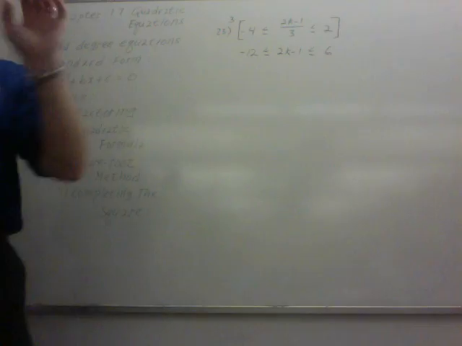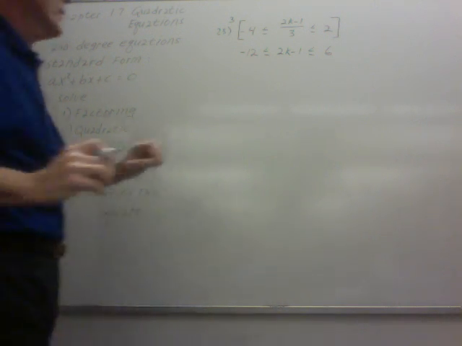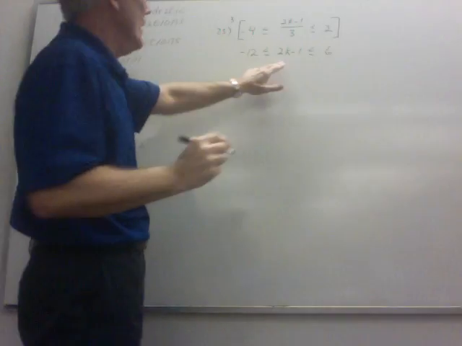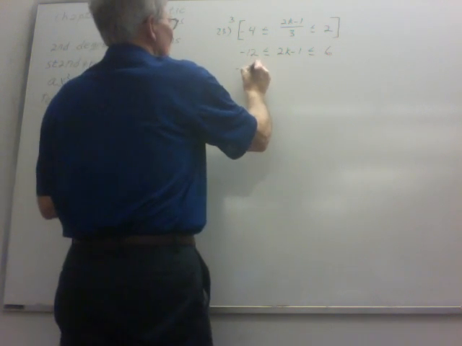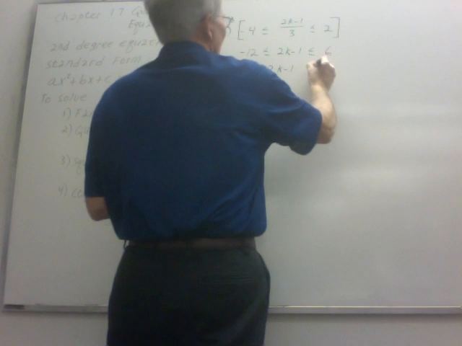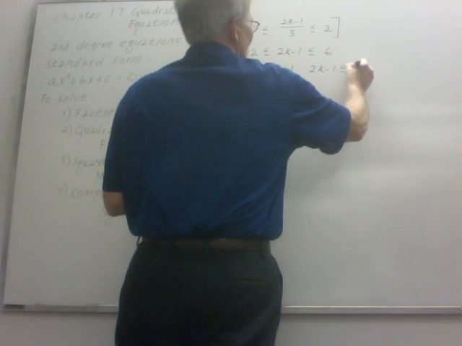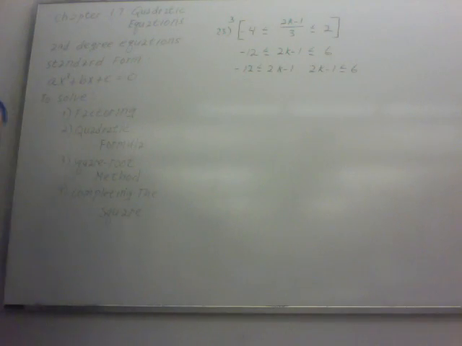Now, this problem right now looks like all of the other compound inequalities that we solved. We have 2 inequalities here. We've got -12 is less than or equal to 2k minus 1. We've got 2k minus 1 is less than or equal to 6. So there's the 2 inequalities that we have, and we're going to solve them one at a time. And after we solve them, we're going to have to go ahead and graph it, and that will tell us whether it's an and or an or.